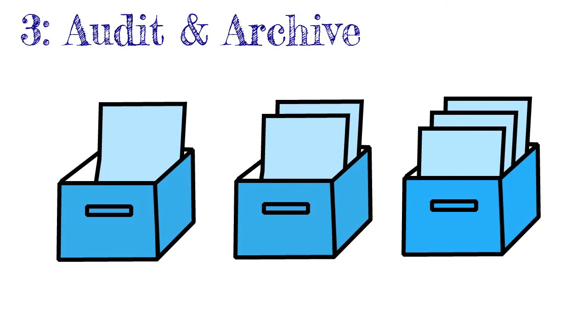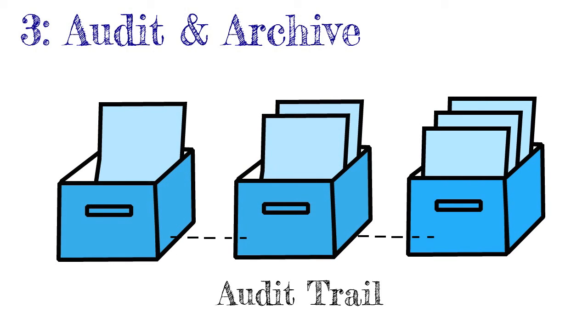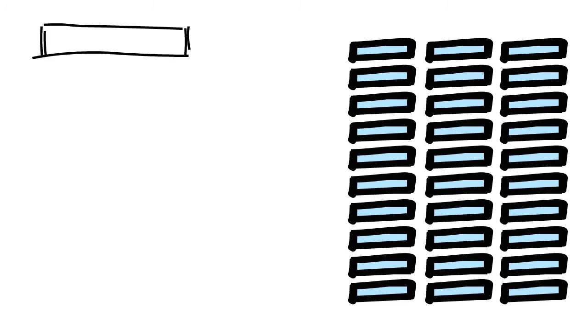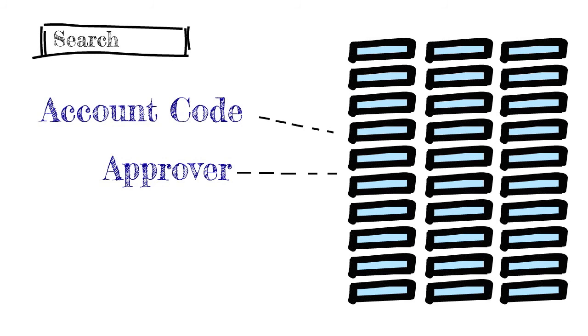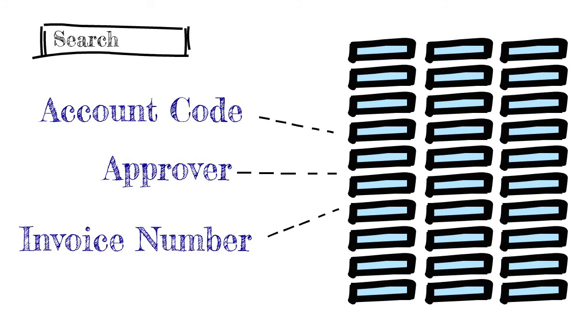Ecovera ASAP will also securely archive all your supplier invoices, including the audit trail. This archive is fully searchable by over 30 different values, including account code, approver, invoice number, and more.